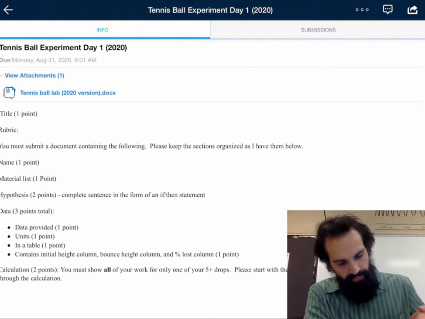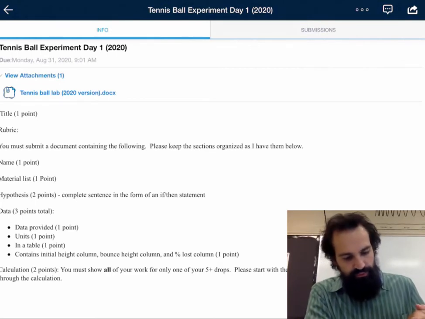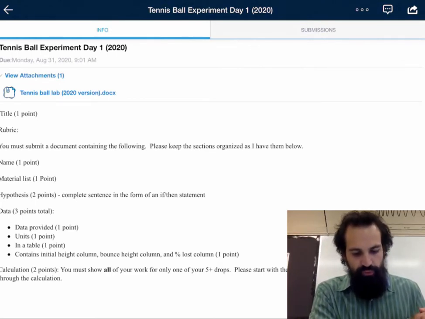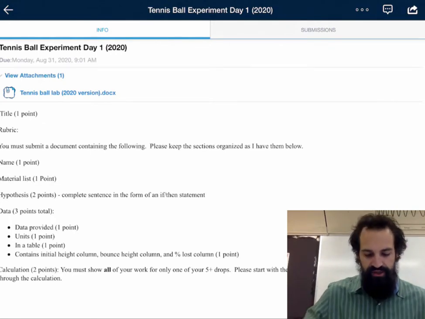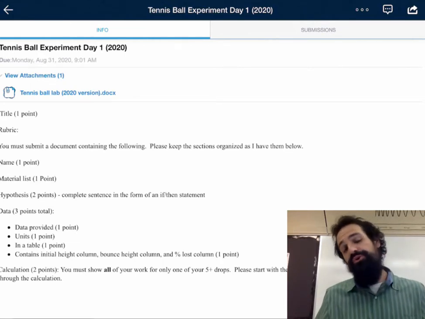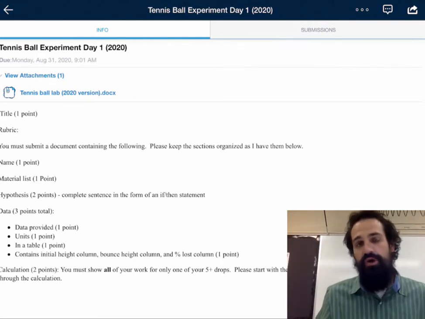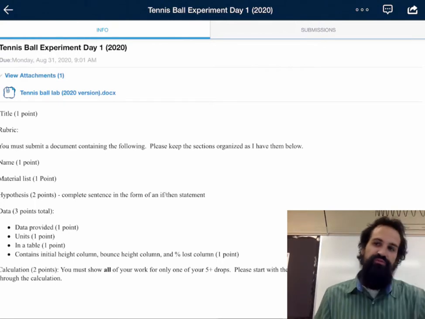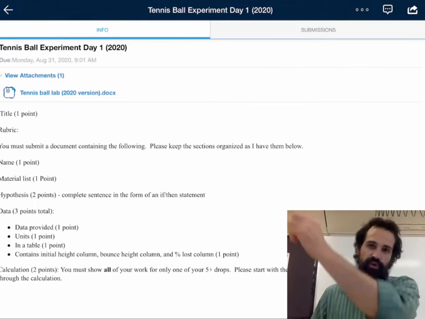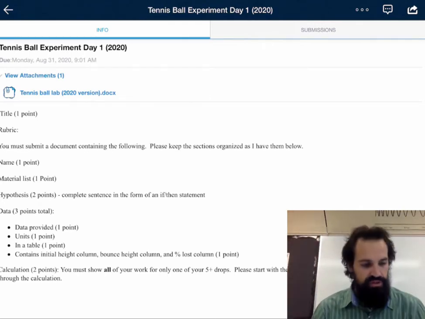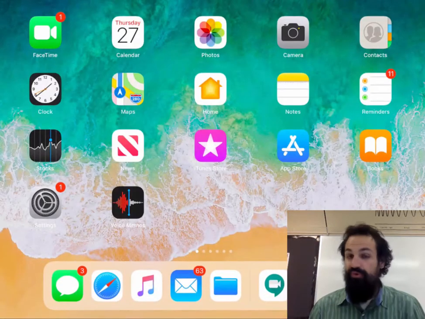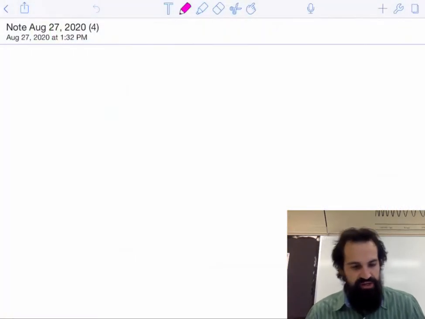So you must show all of your work for only one of your 5+ drops. So you only have to show work once, and I'll show you how to do that calculation and how to kind of set this up too. When you do your calculation, please always start with the base equation and work your way vertically downward. Because if you work your way horizontally, it's much easier to drop a unit or to drop a calculation. And I will try to model that as well as I possibly can.